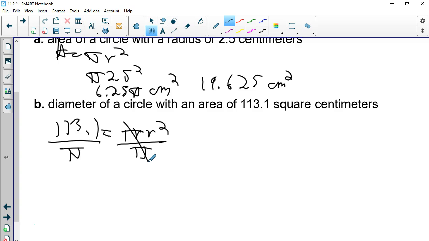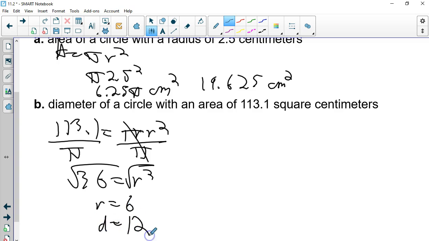I'm guessing, let me check. 113.1 divided by the actual pi symbol, yeah, that's going to be 36.001. So let's just say 36 equals r squared. Obviously, the square root of that is 6, but we're trying to find the diameter. So the diameter is 12, and that's centimeters.